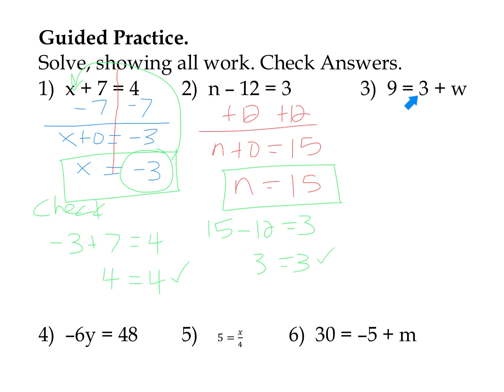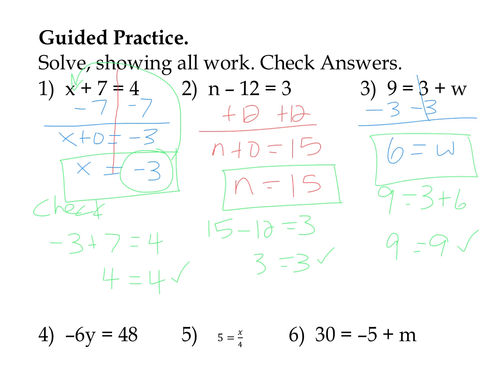Always take the sign in front of this number. This is a positive 3. We cancel out a positive 3 by subtracting 3. 3 minus 3, that cancels out. We're going to get 6 equals w, and I can check that. 9 equals 3 plus 6. That gives me 9 equals 9. That worked. I know that w equals 6 is a correct solution.